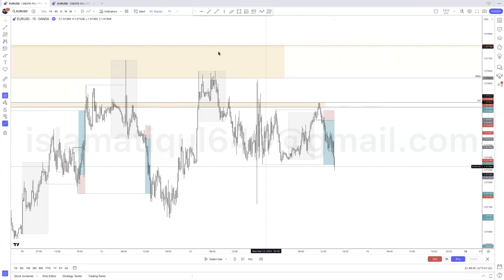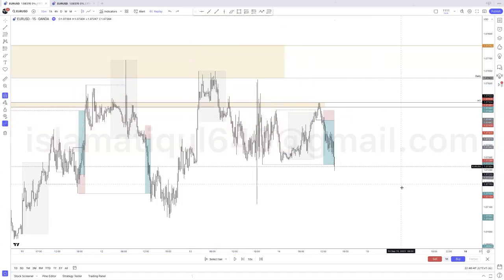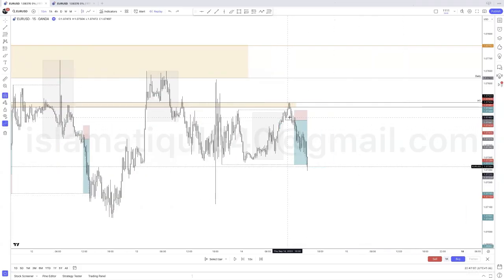Means when it gives a break of structure, there are two possibilities. One is direct entry, or the second one is above the open or close of that candle. Okay, so yeah, you could have even entered directly right here, as soon as the candle closes.